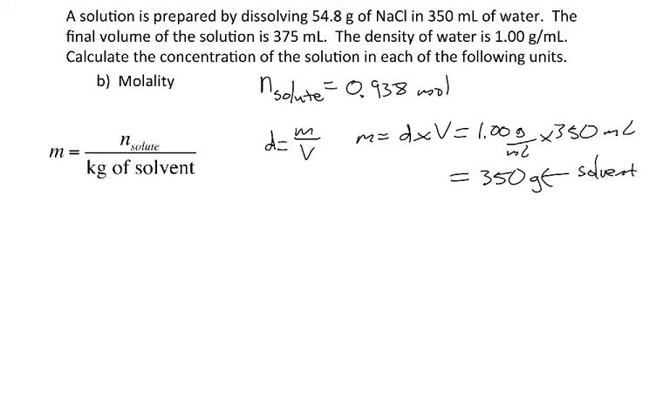Okay, now, if we look at our equation, I need the mass to be in kilograms. So to go from grams to kilograms, I would divide by 1,000. So I think we can just do that in our head. Move the decimal place over 3 spaces, so 0.350 kilograms.